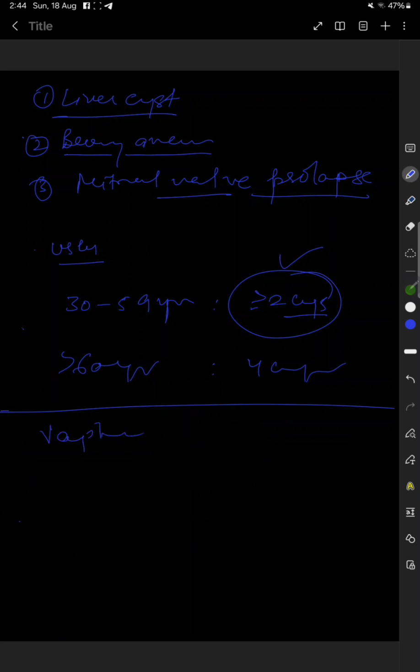The vaptans decrease cAMP. cAMP causes the defective G protein signaling and is responsible for development of cysts. So they decrease cAMP and decrease the development and progression of the cysts.